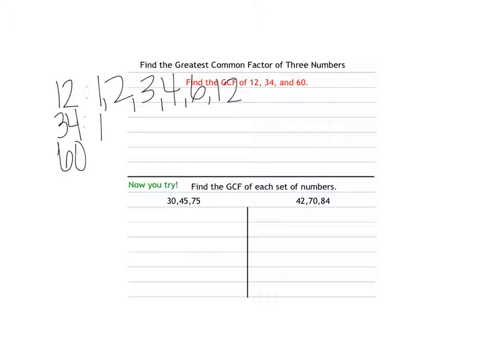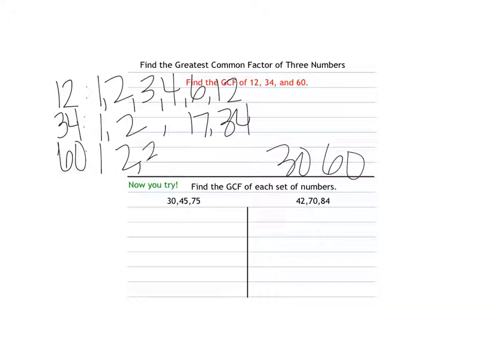And then 34 is 1, 34, 2, 17. And then 60 would be 1, 60, 2, 30, 3, 20, 4, 15. My gosh, I'm going to run out of room. 5, 12, 6, 10. But because 12 is our lowest number, I know that my greatest common factor has to be 12 or less.